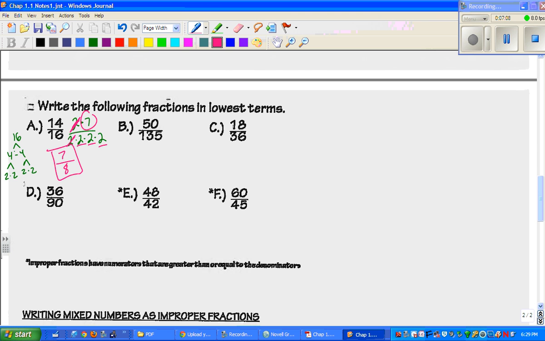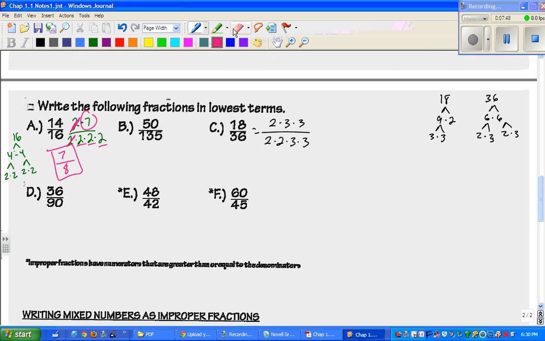Now let's look at 18 and 36. Now, if you break down 18, 18 breaks down to 9 times 2. 36 breaks down to 6 and 6. Oh, and we forgot, 9 is 3 times 3. So 18 is 2 times 3 times 3. 6 is 2 times 3. 2 times 3.